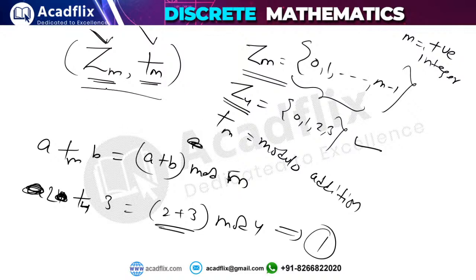So this is a group. This algebraic structure is a group because it satisfies all the 4 properties. Now this is a very standard group, remember. So now let's see this group Z4 modulo addition.